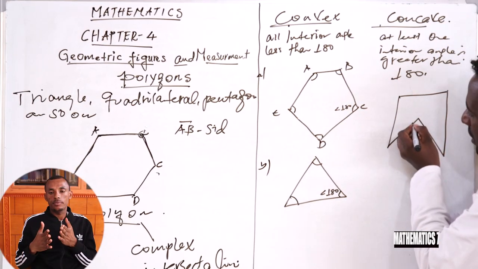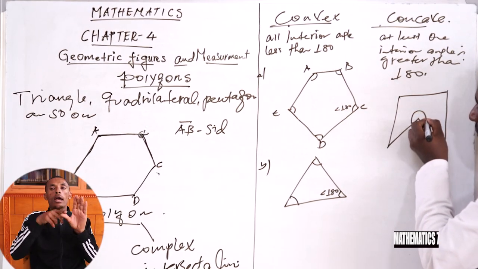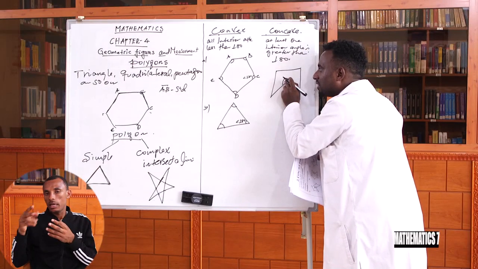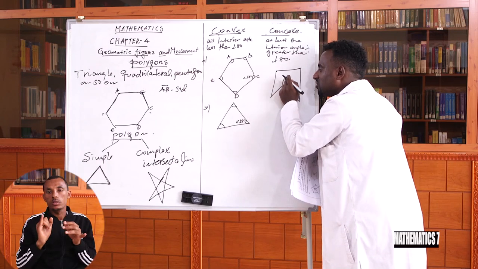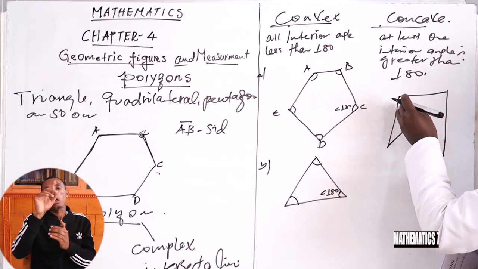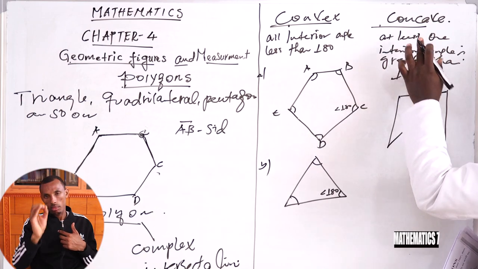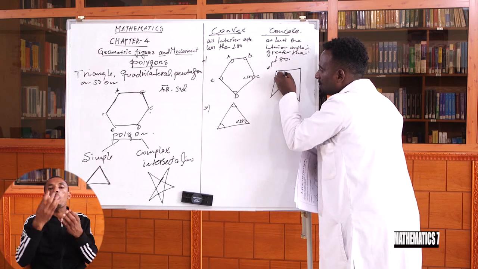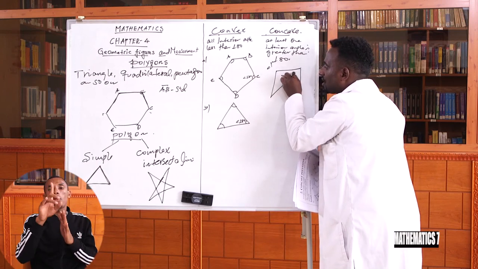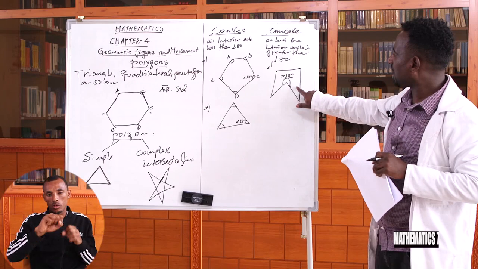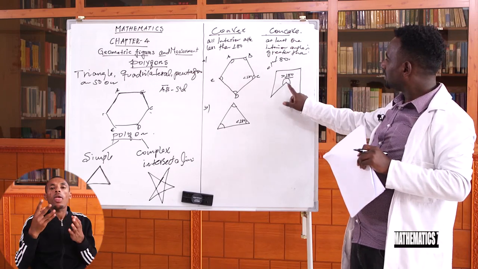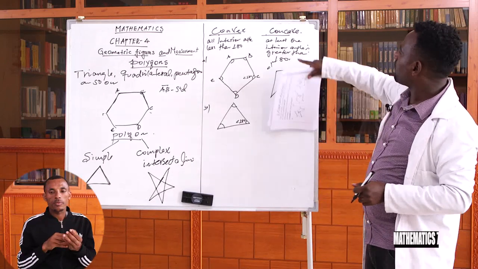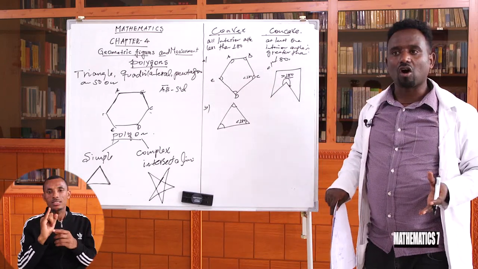So the interior angle of a concave polygon, the given polygon is this one. The degree measure of one angle, but it is more than one angle, is greater than 180 degrees. So this given polygon has degree measures greater than 180 degrees. This kind of polygon is a concave polygon, and the vertices of the concave polygon are either outward or inward.